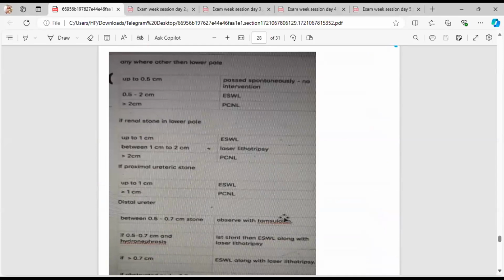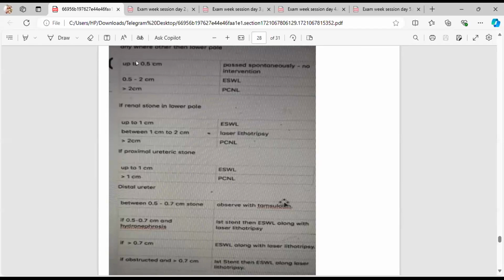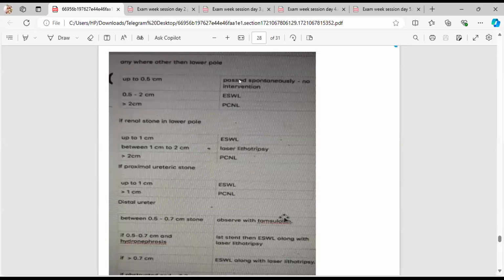Maybe you doctors also saw this picture elsewhere. This is a very good reference for this. If the stone is anywhere other than the lower pole of the kidney, meaning maybe it is in the middle pole or middle portion of the kidney, or near the ureter, or on the upper pole, then you will check the size. Up to 0.5 centimeter, it passes spontaneously, no intervention.